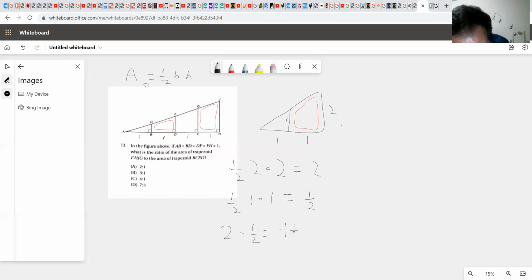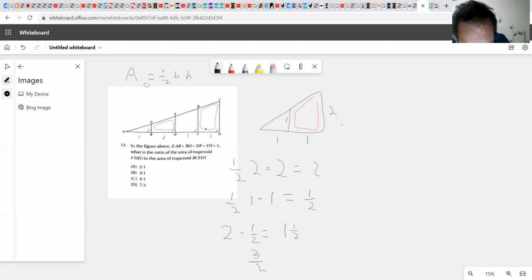And I could write that as, I'll just write it as 3 over 2, right? 2 times 1 is 2 plus 1 is 3. So I'm going to write it as 3 over 2. All right, so that's like this. So this little trapezoid here is 3 over 2.